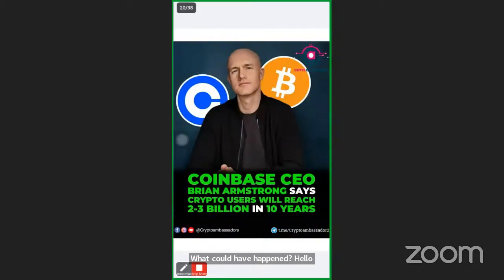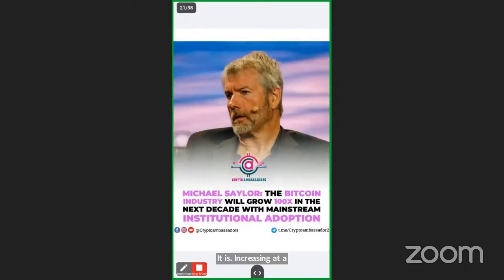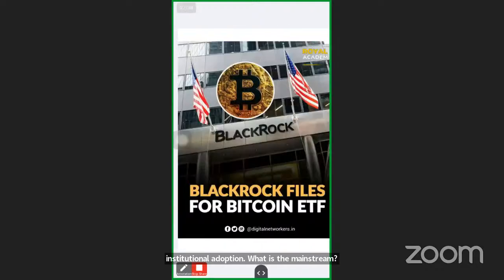Coinbase CEO Brian Armstrong says that crypto users will reach 2 to 3 billion in the next 10 years. It is increasing at a rapid pace. And Michael Saylor, if you know him, he is the CEO of MicroStrategy. He is the biggest investor in Bitcoin. He has thousands and thousands of Bitcoin, and he believes that the Bitcoin industry will grow 100x in the next decade with mainstream institutional adoption. What is mainstream institutional adoption? What is he talking about? Let me show you a few examples.